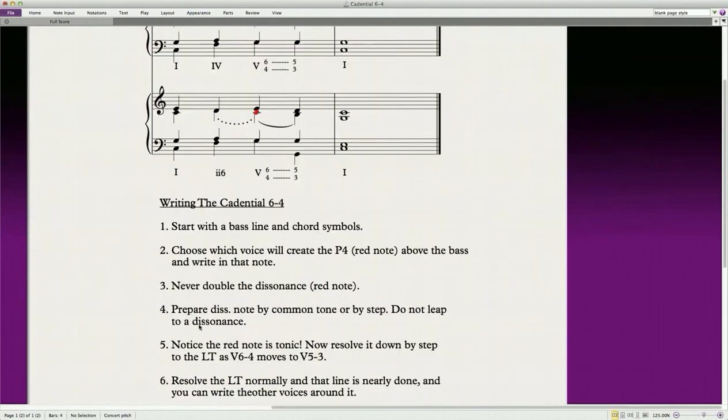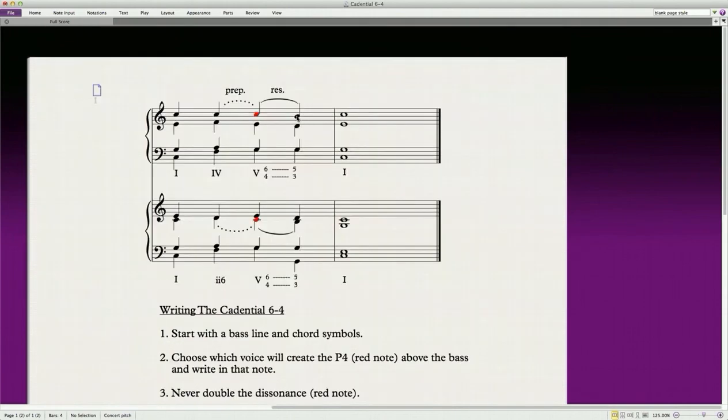At this point, notice that the red note is tonic. If we haven't talked about that much before, I'll mention it now. So if you're wondering what your dissonant note should be, just always use the tonic note. That creates a fourth above the bass note. So you resolve your dissonant note down by step to create the leading tone. And this happens as the 5/6/4 moves to 5/3. Then resolve your leading tone normally, and that line is practically finished.